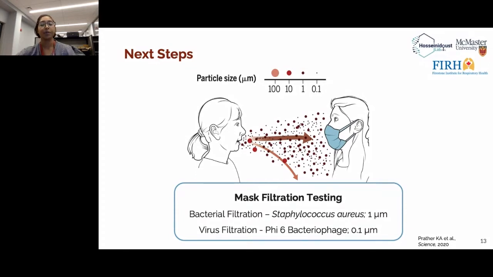Therefore, our next steps will focus on the study of viral aerosol properties using bacteriophages, or bacterial viruses, as surrogates for mammalian viruses. Understanding the influence of biological variables on bacterial and viral aerosol properties will allow us to conduct filtration testing of personal protective equipment, such as masks and respirators, under more physiologically relevant conditions.